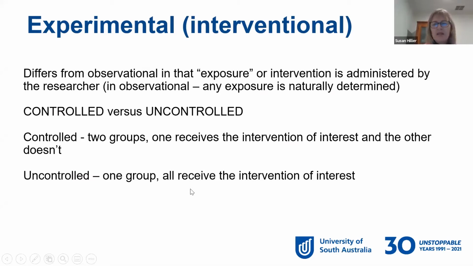So we generally distinguish two kinds of interventional studies, controlled versus uncontrolled. So in a controlled study, there are at least two groups, one who receives the intervention of interest and the other does not receive that intervention. Therefore, there is a known comparison to determine the effect of the intervention by comparing it to no intervention. In an uncontrolled study, of course, there is only one group and all receive the intervention of interest. And we'll talk more about what that looks like in a moment.